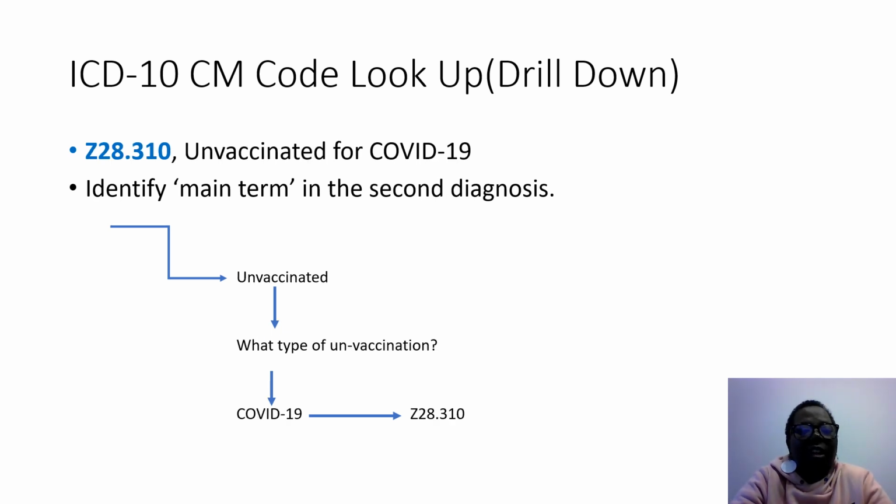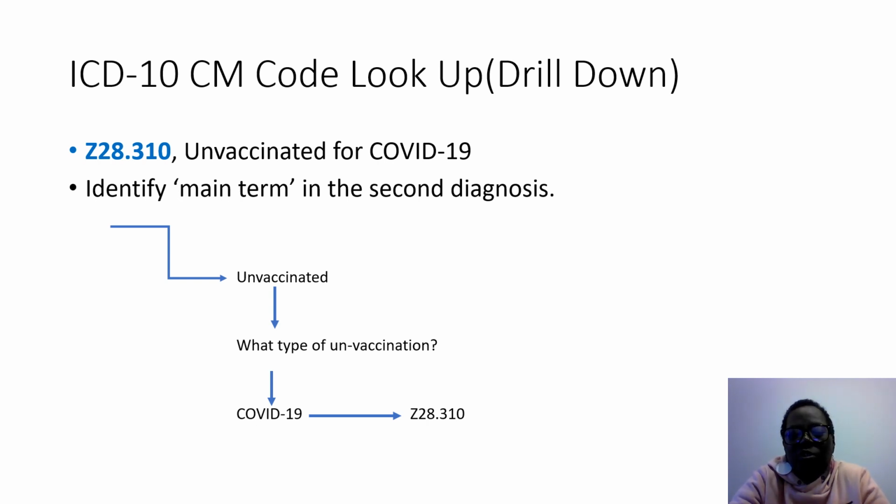So here we're going to use the same methodology for our secondary diagnosis, which is the Z28.310, which represents the unvaccinated for the COVID-19. So again, we're going to identify the main term in the second diagnosis. So unvaccinated or unvaccination, that is the main term. Most would think that COVID-19 is the main term, but COVID-19 doesn't tell us exactly what's going on with the patient, right? So what is it about COVID-19 that we're identifying, or what is occurring with this particular patient encounter? It is due to the fact that the patient is unvaccinated for COVID-19. So unvaccinated or unvaccination is our main term.